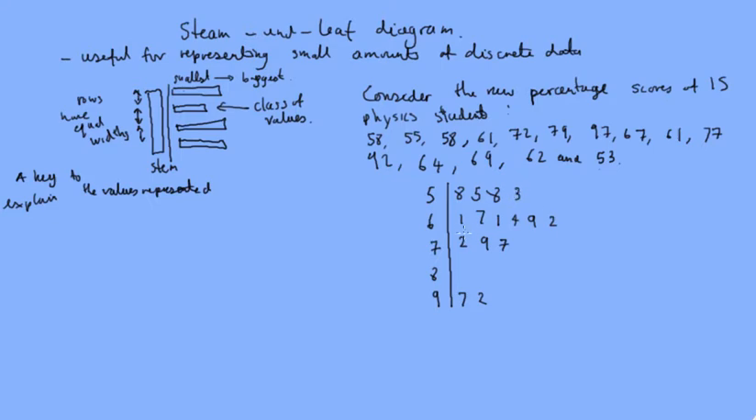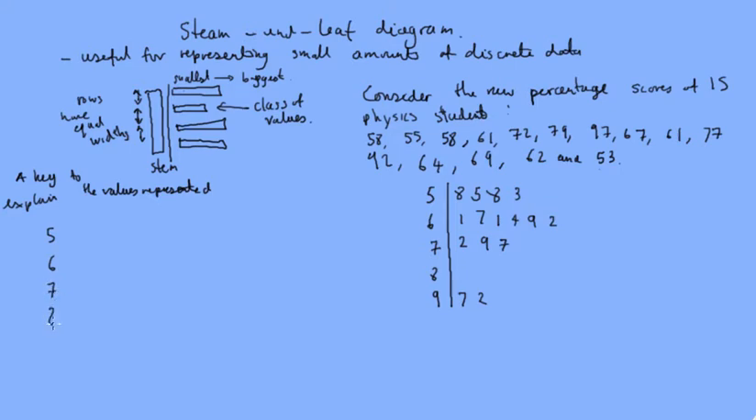Now we're going to rewrite this. We want to keep this in. We want the leaves to be in ascending order, so smallest to biggest. So I'm going to rewrite it over here because I've got more space. So we'll do our stem again.